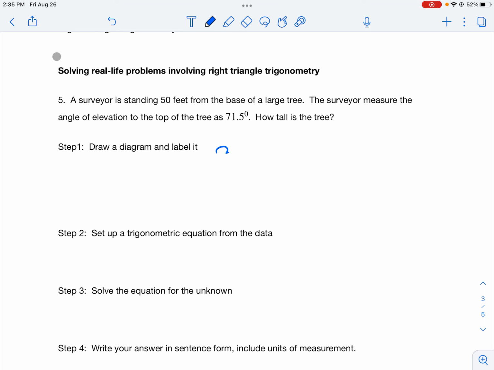So I have a nice pretty tree. So here's my beautiful tree, and this is my beautiful ground. And a surveyor is standing 50 feet from the base of the tree. So this is going to be 50 feet. So notice I labeled that, units and the length. And the surveyor measures the angle of elevation to the top of the tree. So from the ground to the top of the tree, and that right there is our angle of elevation, 71.5 degrees. And then what I want to figure out is how tall is the tree. So this height here is my x. That's what I'm trying to find. So that's all I need on a diagram.